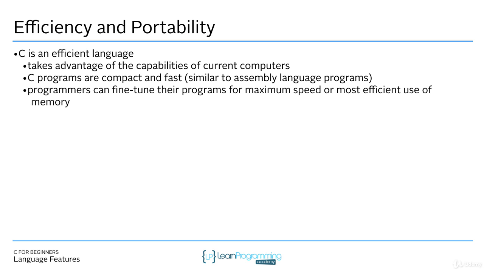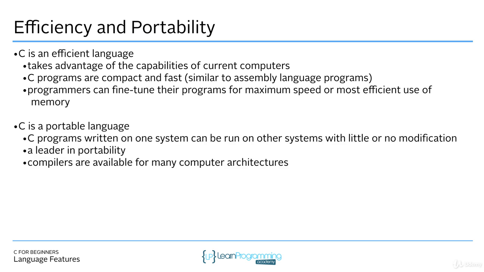One of the complaints about Java in the past used to be, hey, Java's really slow. Well, you don't have this problem with C. When you write a program in C, it runs fast and it's very compact. So that's a language feature. That's an efficiency. Programmers can fine-tune their programs to make them even more efficient because it is such a low level language. They can make more efficient use of memory. You can't do things like this in Java. Java has its own garbage collector and you can't manipulate the memory to be more efficient. So C is an efficient language.